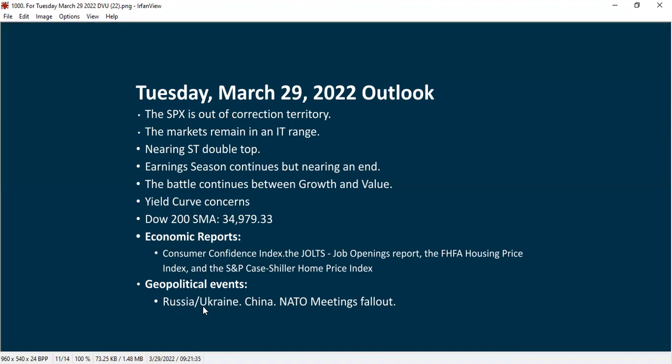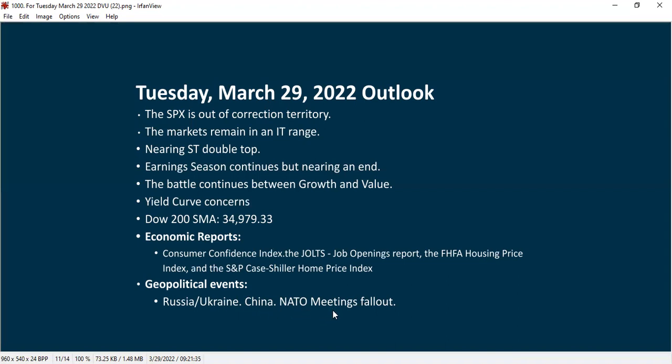We have the Russia-Ukraine situation, which kind of helped the markets a little bit on Monday, where a statement came out that said Russia might be willing to slow down things, and it would be okay if Ukraine joins the EU but doesn't join NATO. And the market's kind of like that.